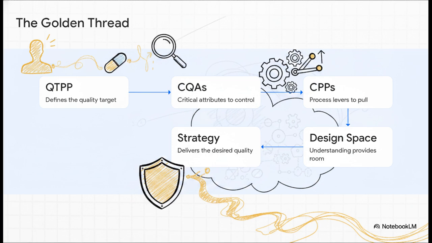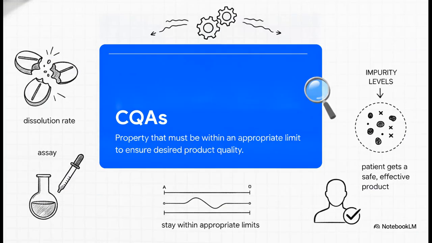Then we figure out our critical process parameters. That leads us straight into defining our design space. And finally, the whole shebang culminates in a comprehensive control strategy. The key takeaway here: quality is built in by design from step 1, not just randomly tested for at the very end. Let's zoom in a bit closer on that second step.